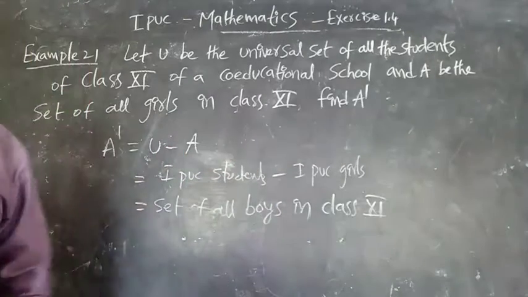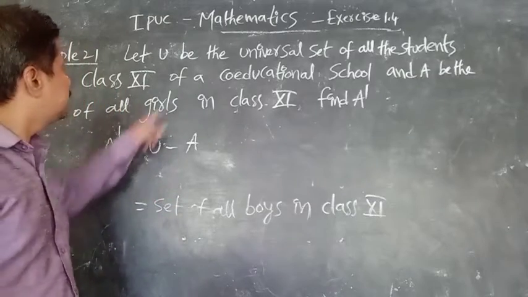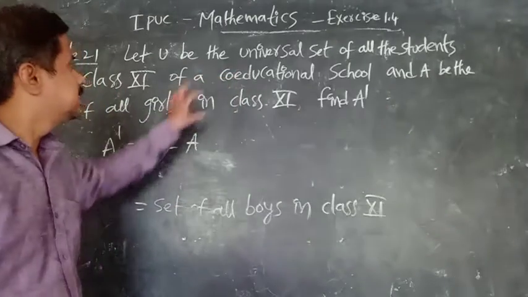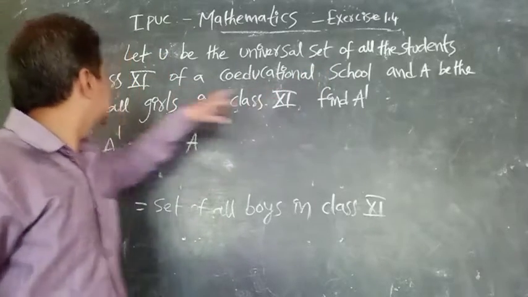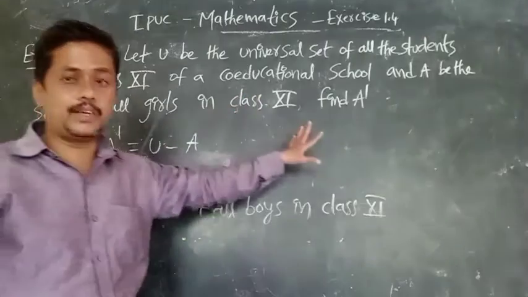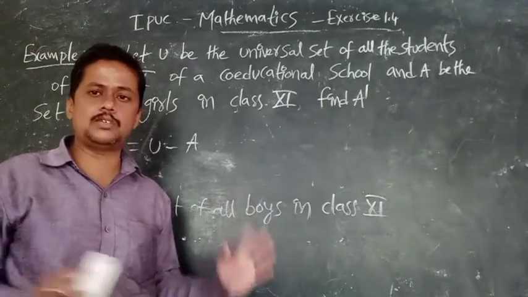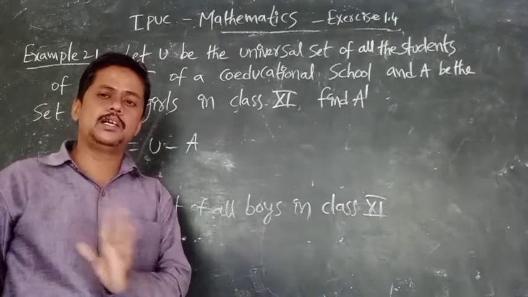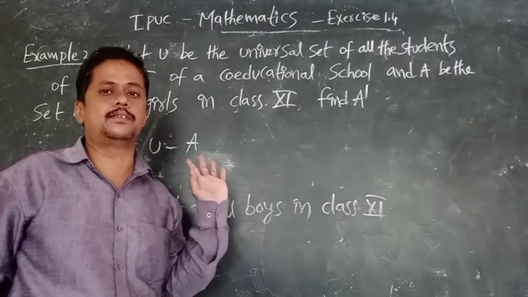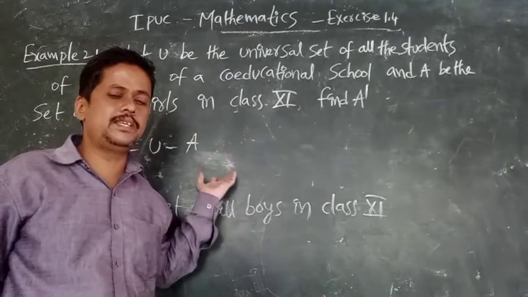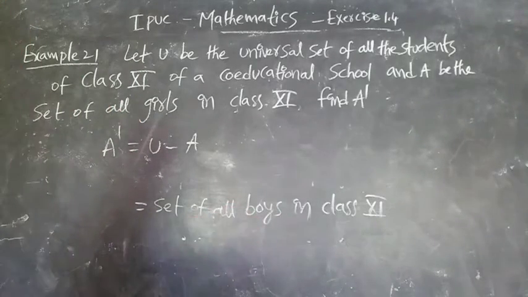You can write it like this: the set of all students in class 11 minus the set of all girls in class 11 equals the set of all boys in class 11. Understood? From the total class, if you subtract boys, you get girls. If you subtract girls, you get the boys. This is very easy to understand. Okay, we'll see the next question.